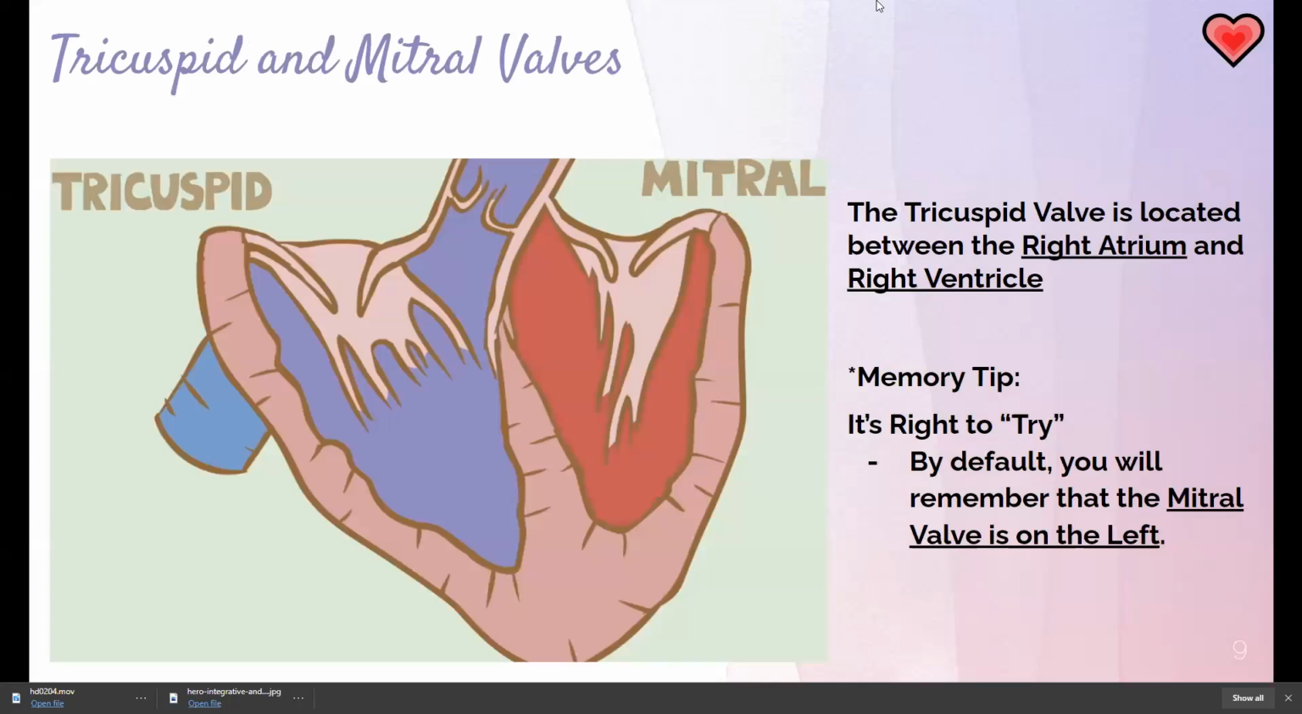This is a little trick I put in there to try to remember tricuspid versus mitral. Just know that it's "right to try." That'll help you remember that the tricuspid valve is between the right atrium and the right ventricle. And then by default, you'll remember that the mitral valve is on the left side.